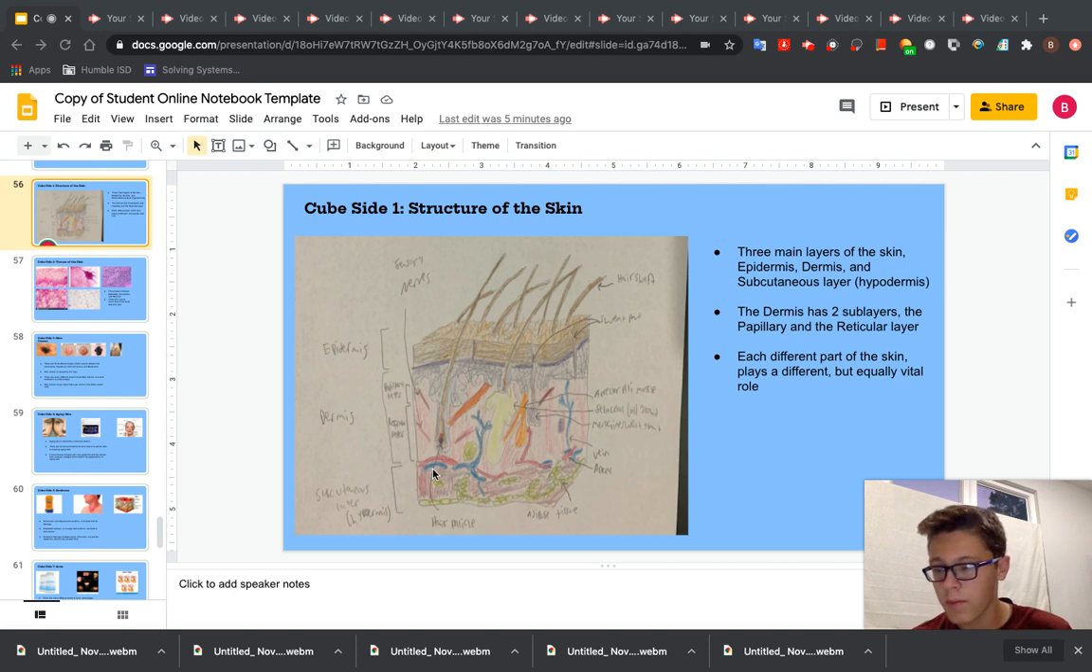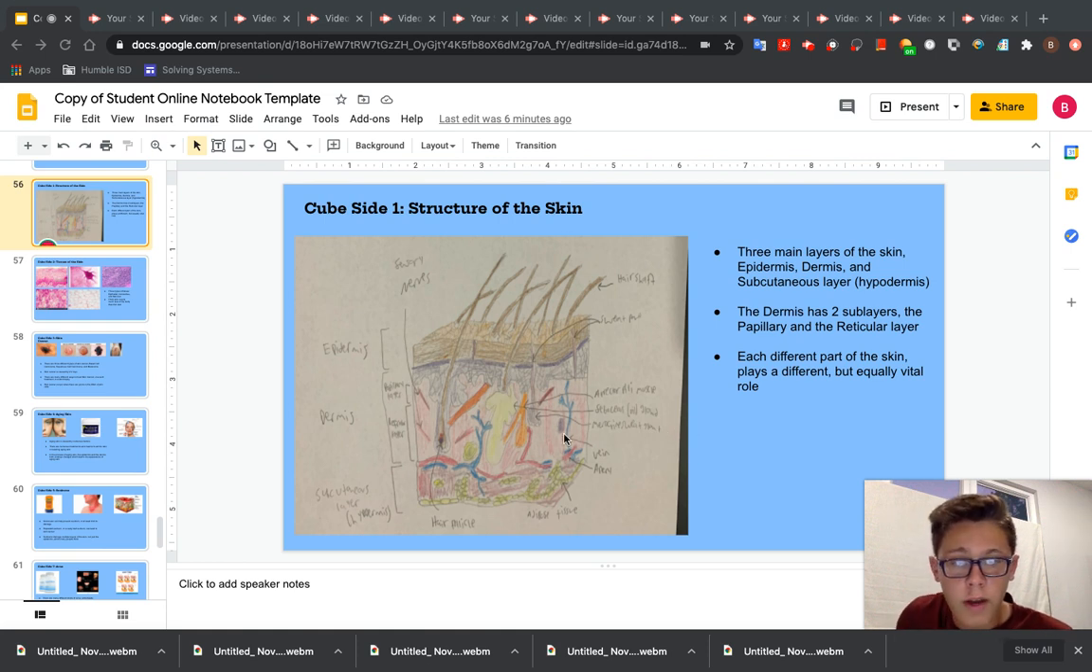While the reticular layer has thicker collagen that is typically parallel to the upper layer of the skin, and it focuses more on the structure and the support of holding this up than the papillary layer.